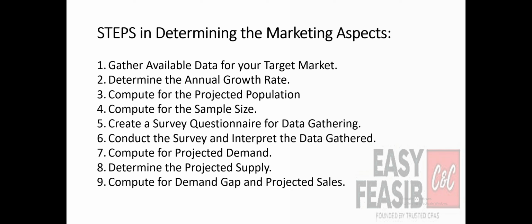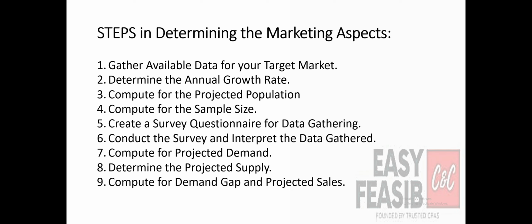That's it. That's how you determine the marketing aspect of the feasibility study. Here are the complete steps in determining the marketing aspect of the feasibility study. Step 1, gather available data for your target market. Step 2, determine the annual growth rate. Step 3, compute for the projected population. Step 4, compute for the sample size. Step 5, create a survey questionnaire for data gathering. Step 6, conduct the survey and interpret the data gathered. These 6 steps were discussed on the previous videos. Make sure that you watched it so you can really understand our topic for this video.